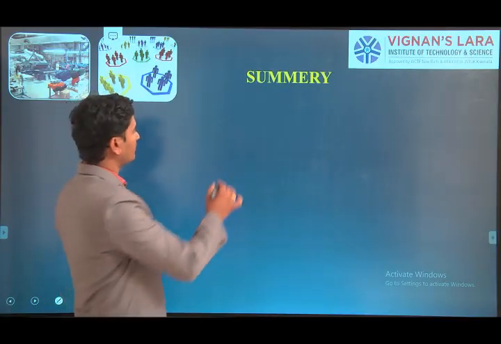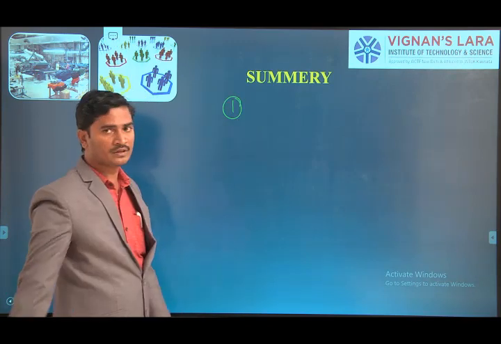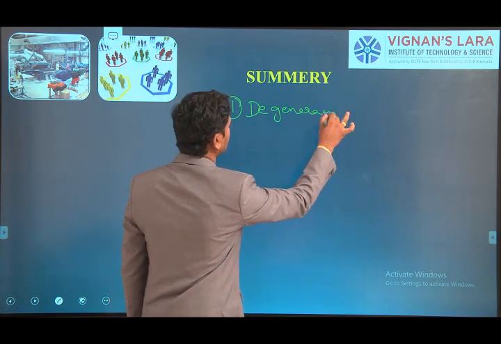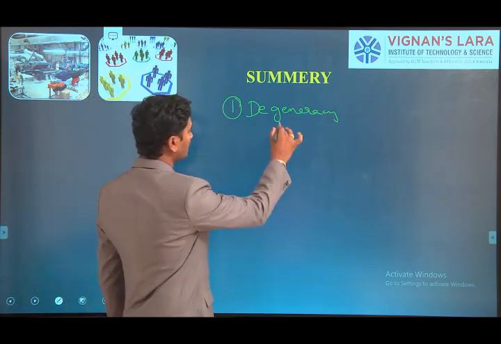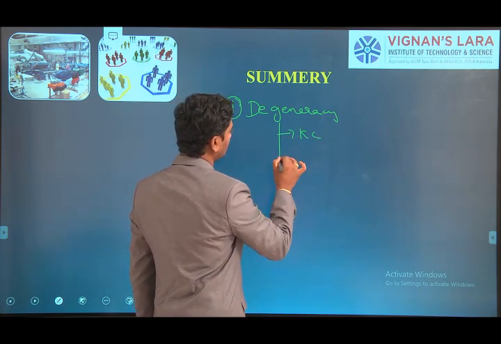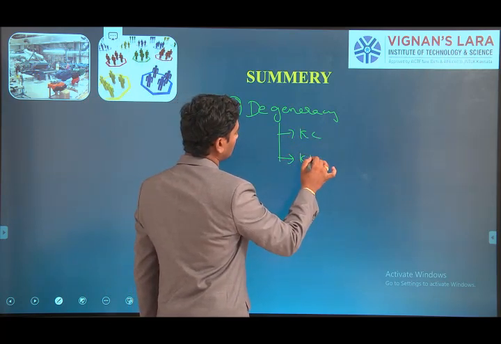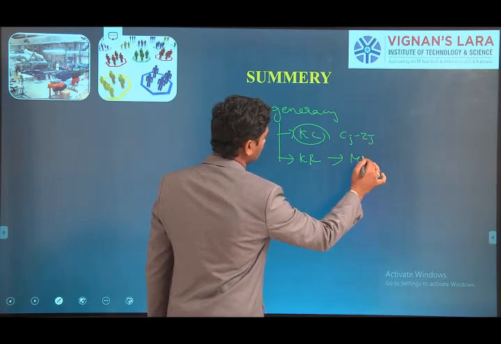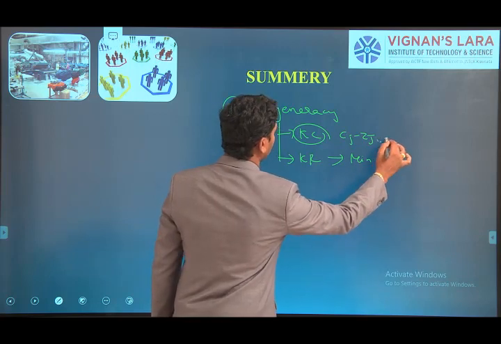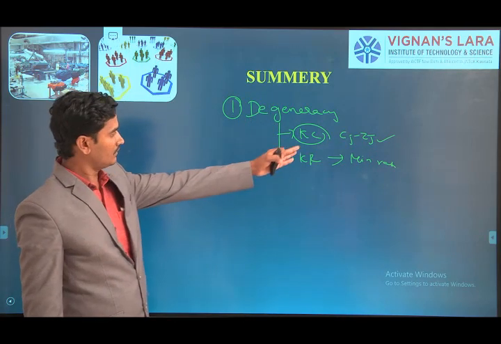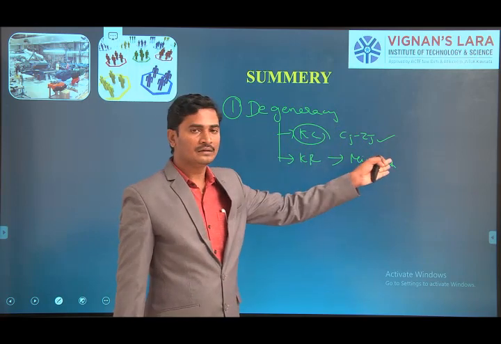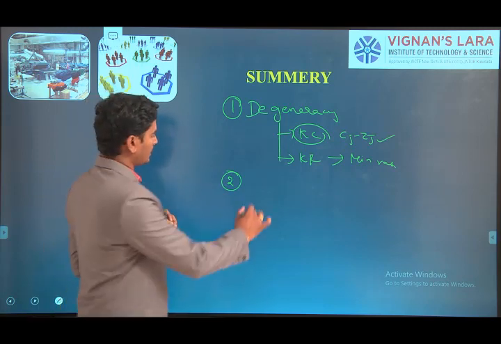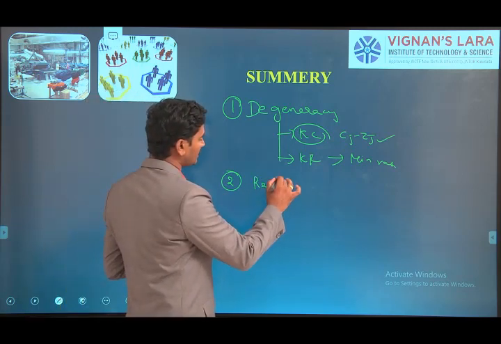Coming to the summary. First we discussed the degeneracy. The degeneracy occurred at two places: one is the key column and the other is the key row. It means at Cj minus Zj we have a tie, and at the minimum ratio we have a tie. It is also called a tie at the entering variable and a tie at the leaving variable. We resolve the degeneracy by applying the rules.